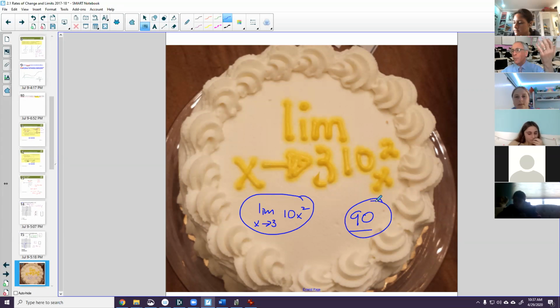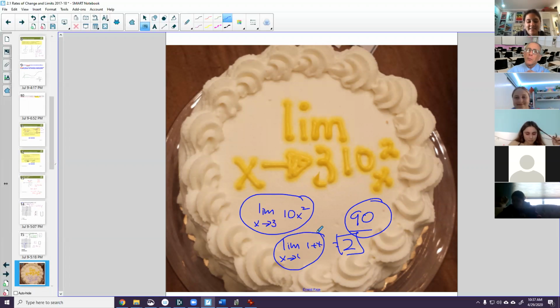So if any of you have grandparents that are going to turn 90, this is what you write on their next cake. Or if you have little nieces or nephews, you could say the limit as x approaches 1 of 1 plus x, and then they're 2 years old. How exciting is that? Instead of having just a stupid 2 on their cake, they get this whole fancy thing. I mean, that's like awesome. You're going to breed mathematicians. This is what you want to do, right?